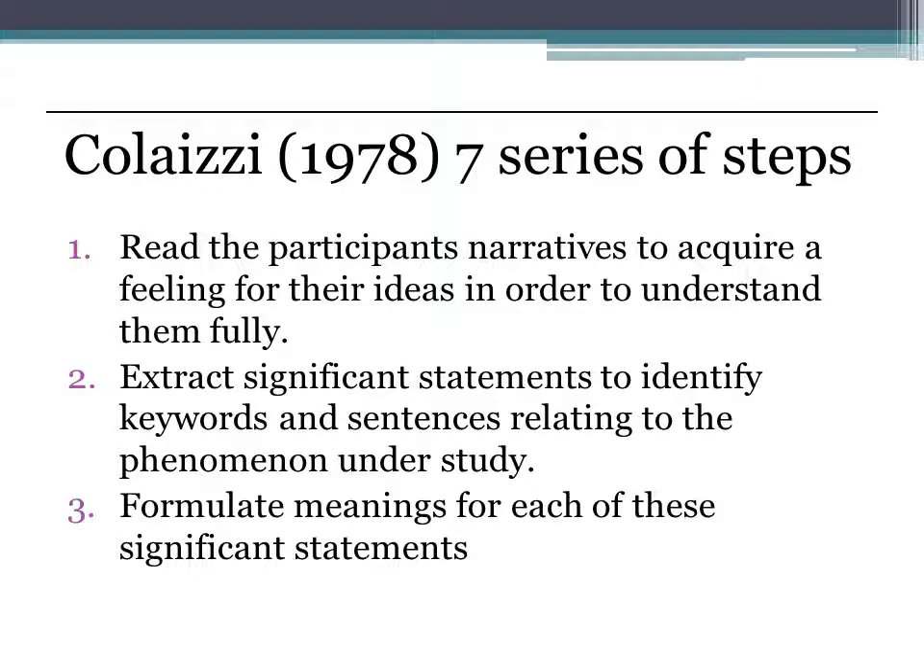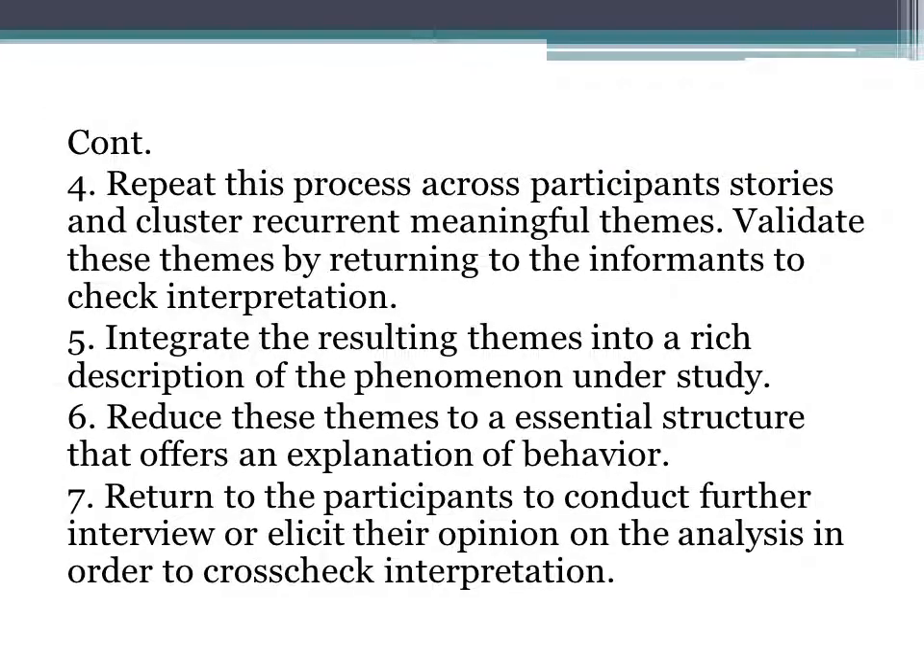The first one is to read the participants' narratives to acquire a feeling for their ideas in order to understand them fully. Then extract significant statements to identify keywords and sentences relating to the phenomenon under study and formulate meanings for each of these significant statements. Repeat this process across participants' stories and cluster recurrent meaningful themes. Validate these themes by returning to the informants to check interpretation.